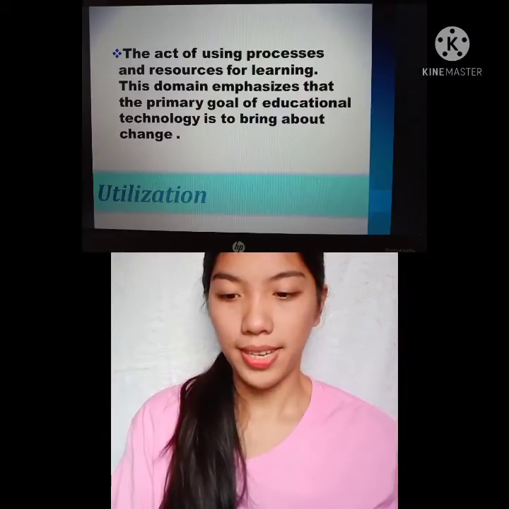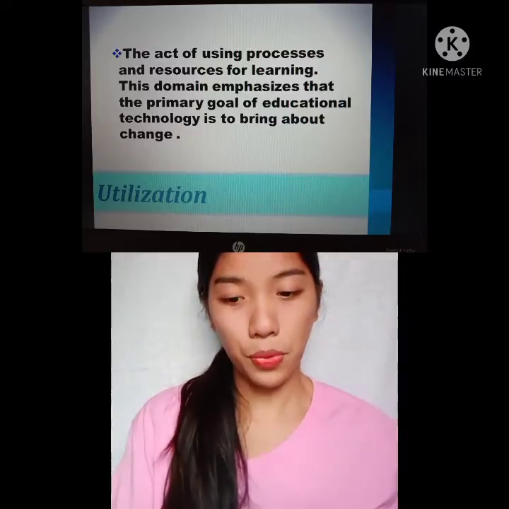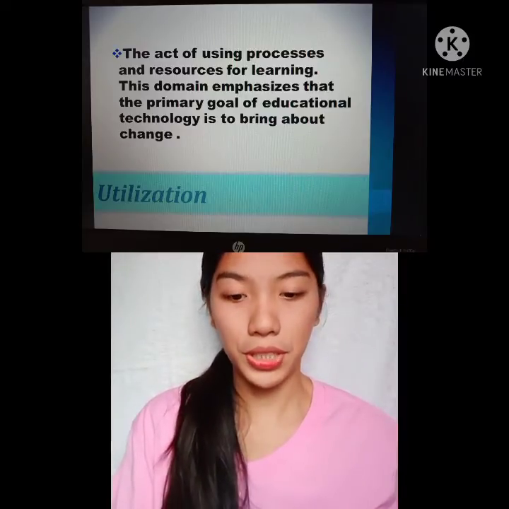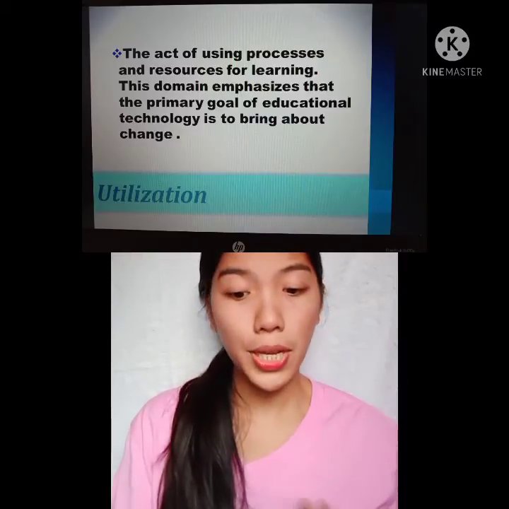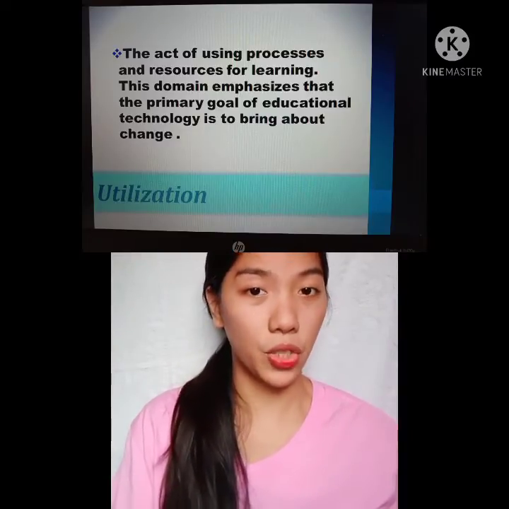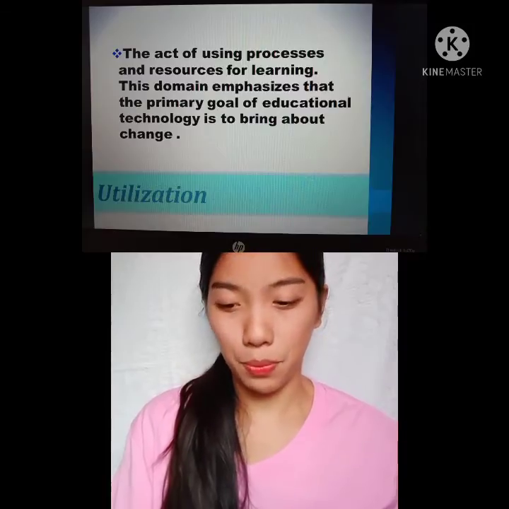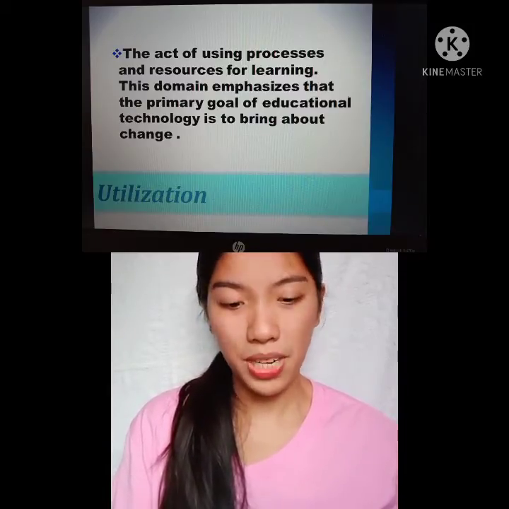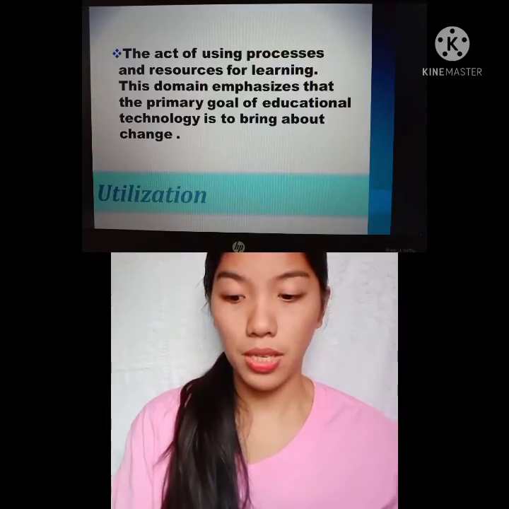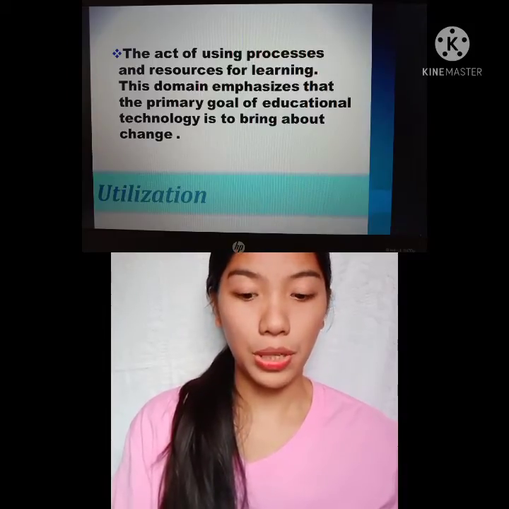Utilization domain. The act of using processes and resources for learning. This domain emphasizes that the primary goal of educational technology is to bring about change, technology with a purpose. It is also considered the oldest of the domains because regular use of AV materials predates even concern for the production of instructional media.